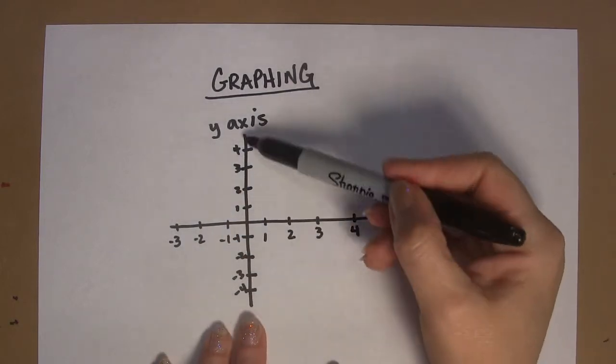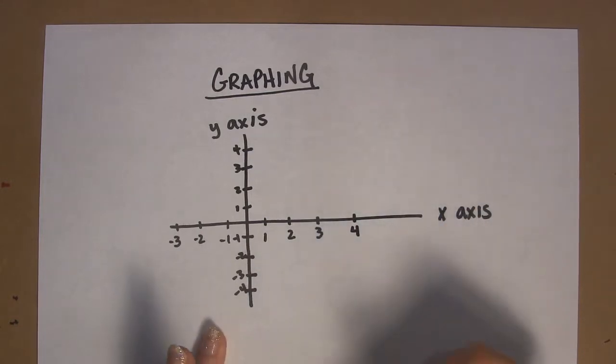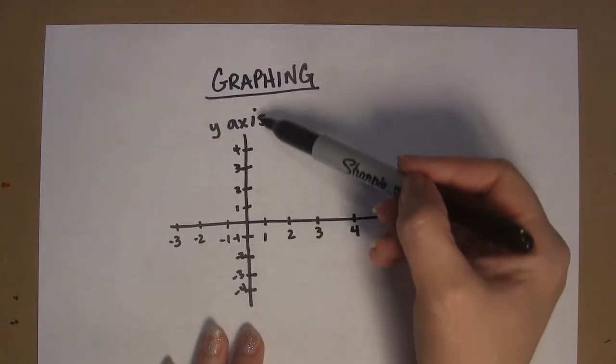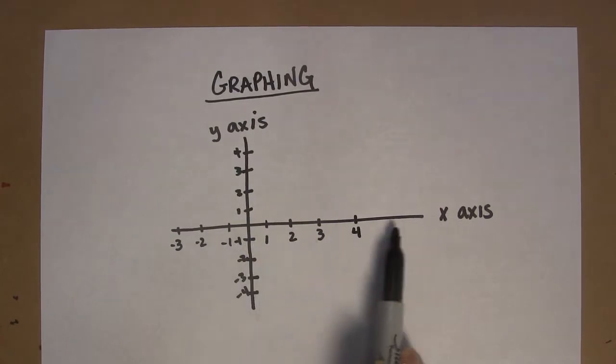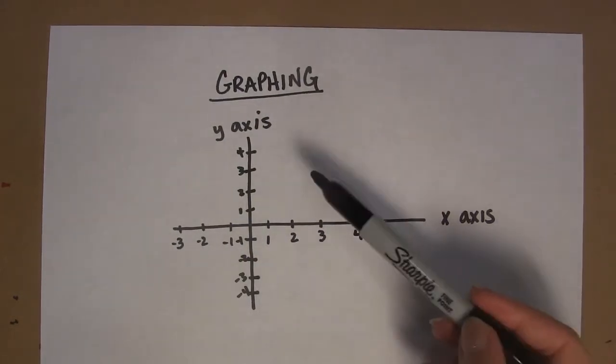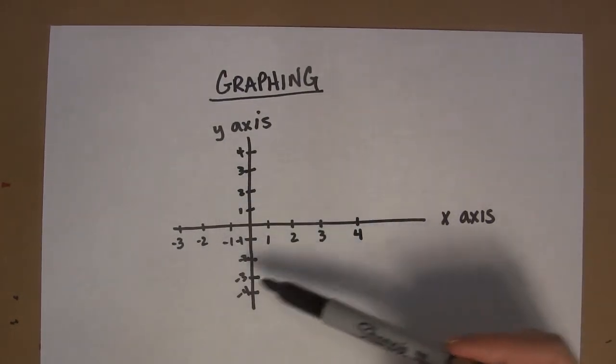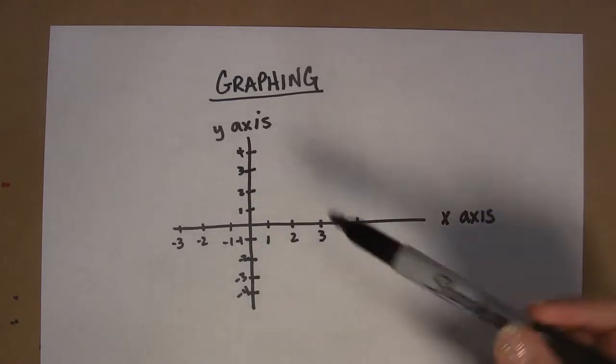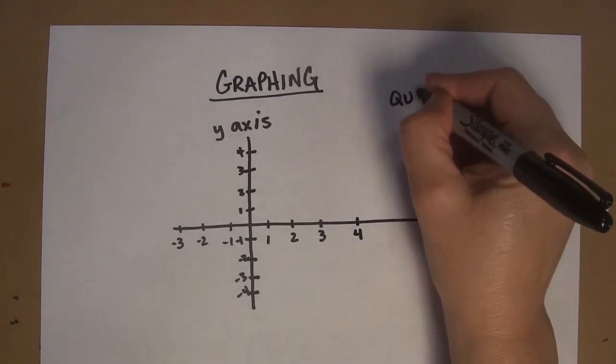You can think of this as a thermometer, right? Where we have our negative numbers down this way and our positive numbers up this way. And then this is your regular number line. You'll notice that these two axes create 4 quadrants.